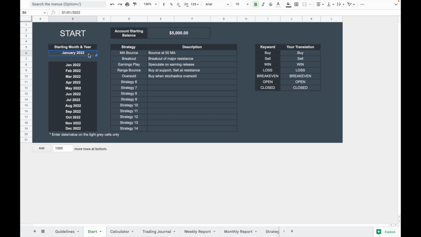Before you start using this trading journal, you need to go to the Start tab to set your starting month and year. Input any month and year and it will list out all the 12 months below. Then input your account starting capital and define your trading strategy. If you are from a non-English speaking country, you can change the keywords translation to your own language. Once you're finished setting out the journal, you can start inputting your trading data.